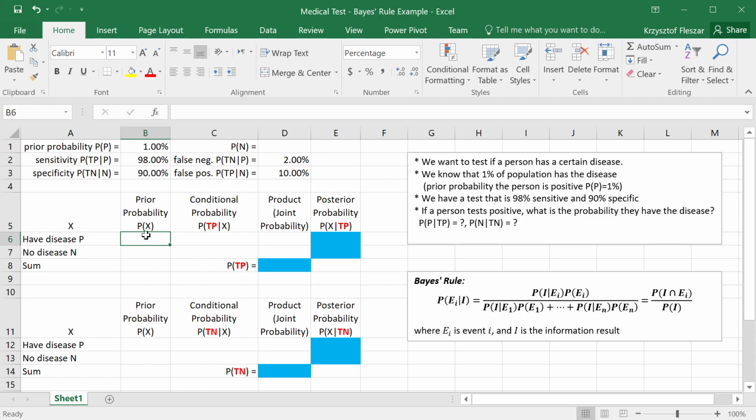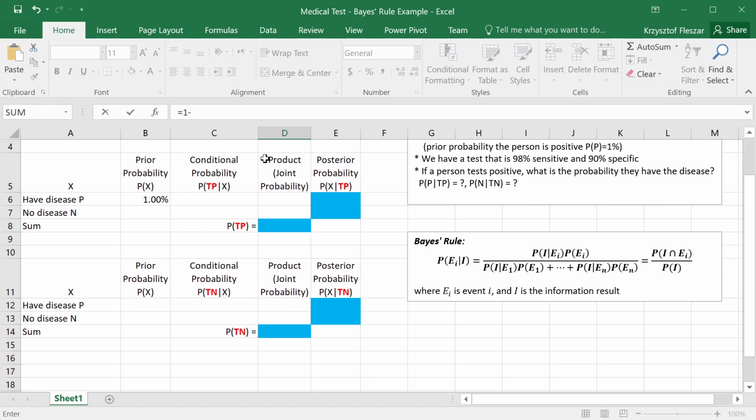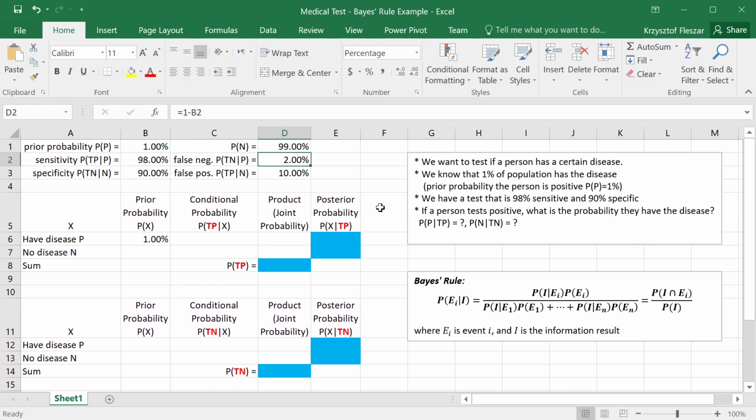We can put prior probabilities. There will be a bit of redundancy between those tables. The prior probability is this on the right, and we can actually calculate the probability the person is negative as 1 minus 1%, which is 99%. So the probability that the person doesn't have the disease is 99%. These are prior probabilities. Without the test, if you take a random person, you know there is a 1% chance that they have the disease and a 99% chance they don't have the disease.